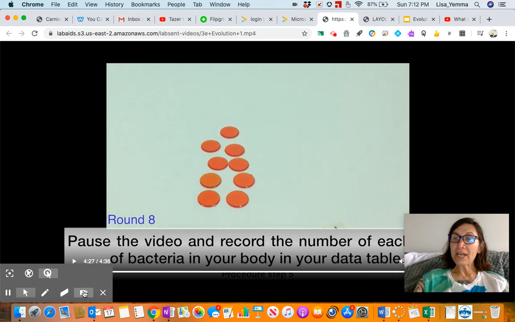As you're recording your data, I want you to think about what just happened. I want you to think about that resistance of the bacteria. And now that you're done with your course of antibiotics, your 8 days of antibiotics, what do you notice and what is happening? And think about that as we move forward.